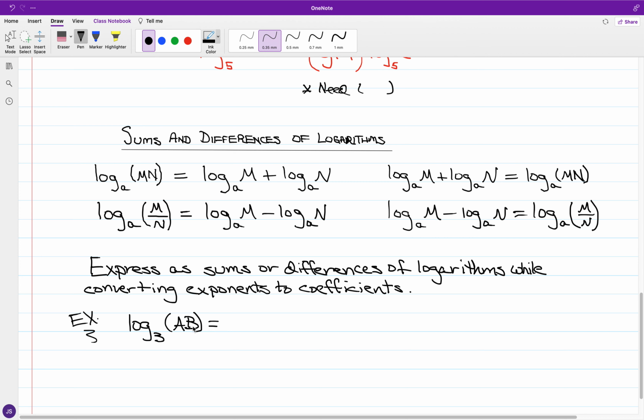Okay, and again, if I have multiplication, I'm not limited to just two factors. It could be 3, it could be 10 for all I know. But for the base 3 logarithm of a times b, if I separate a apart from b, multiplication is going to imply addition. So we're going to have the base 3 logarithm of a plus the base 3 logarithm of b.